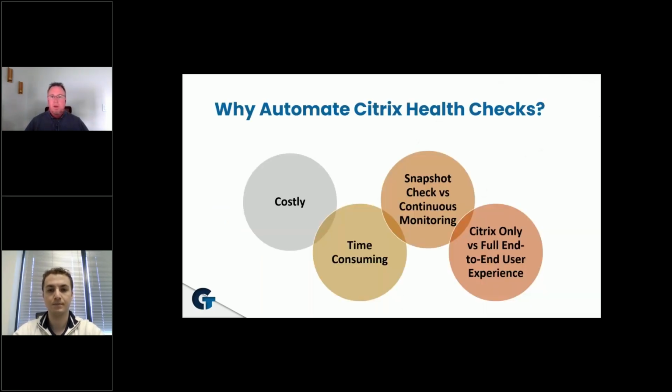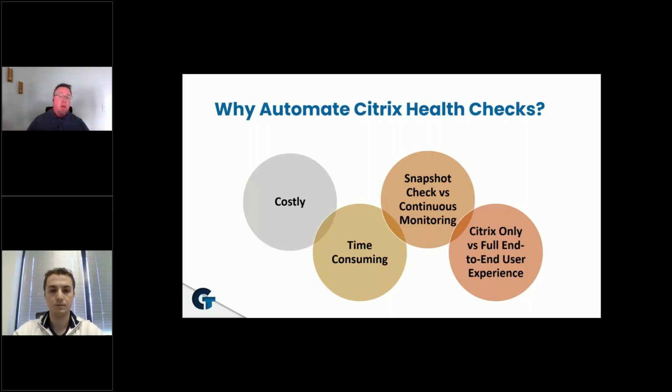So what exactly are we talking about when we're talking about Citrix Health Checks and the automated Citrix Health Check module? Health checks in general, if you're not familiar with them or if it's a fairly new terminology for you, it's really a proactive way to ensure that your Citrix is performing as expected, that it's optimized. Generally speaking, they're done on an annual basis. It's really just considered good annual hygiene for your Citrix environment.